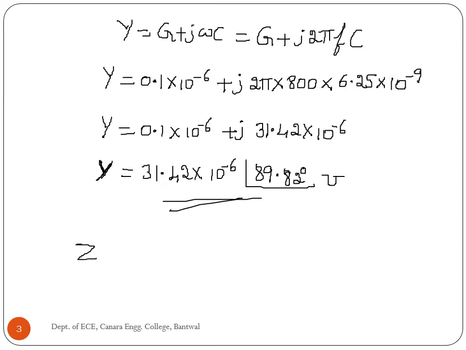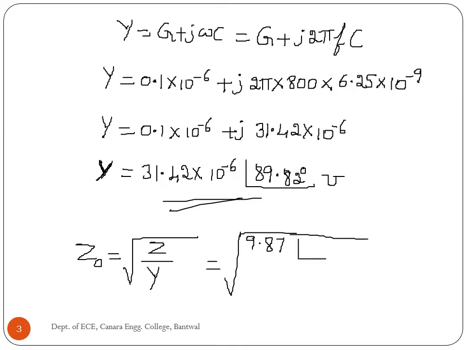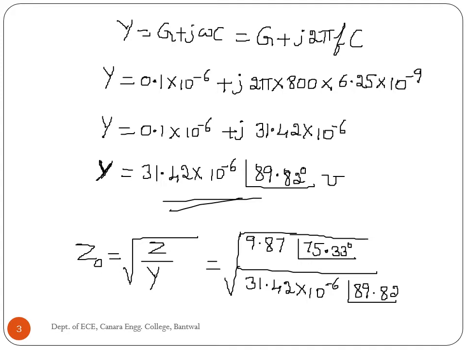Now I'll substitute the Z and Y answers in the Z0 expression. Root of Z by Y is equal to Z0, which is equal to Z is 9.87 angle 75.33 degree divided by 31.42 multiplied with 10 to the power minus 6 angle 89.82 degree.